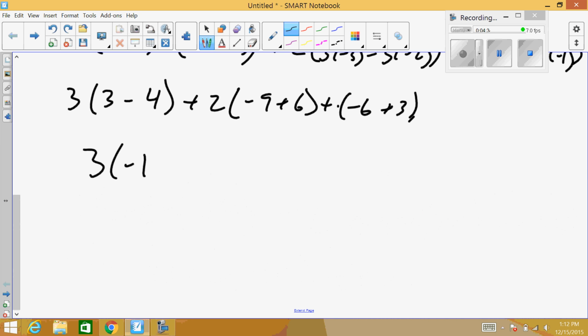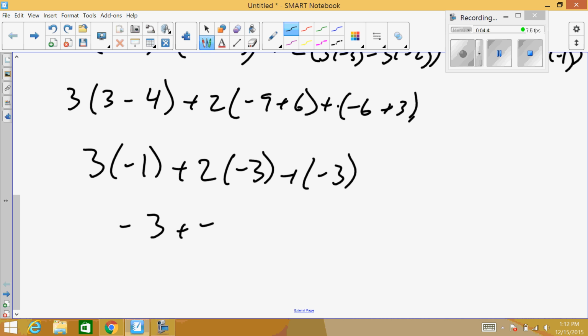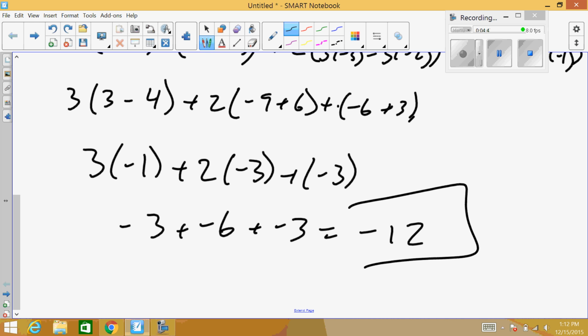3 times -1 plus 2 times -3 plus -3. That's -3 plus -6 plus -3, that's -12. So the determinant of our original 3x3 matrix is -12.